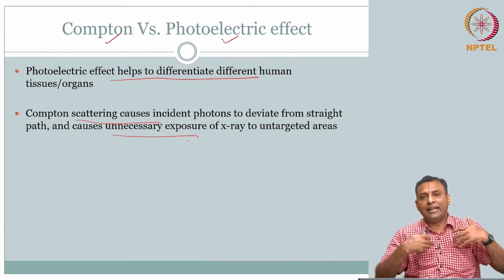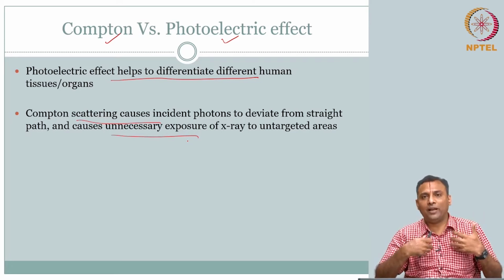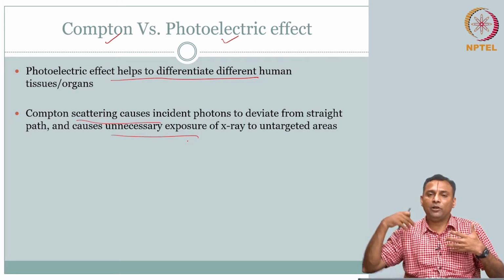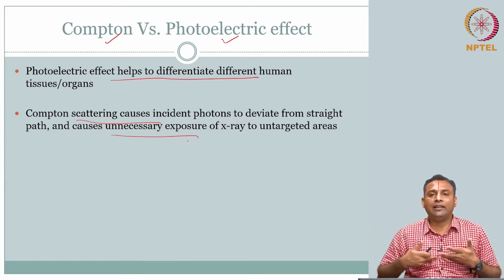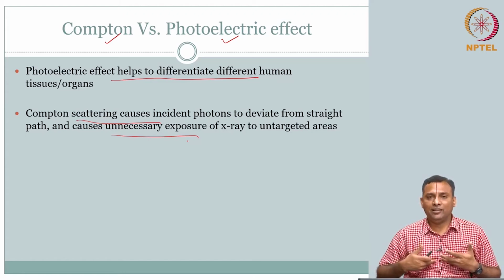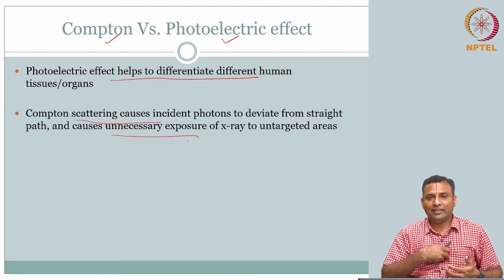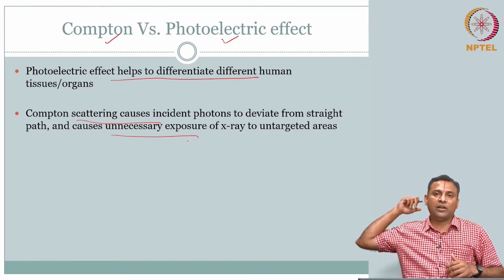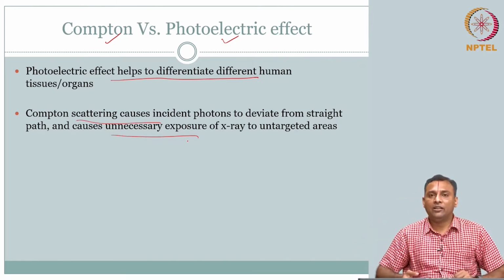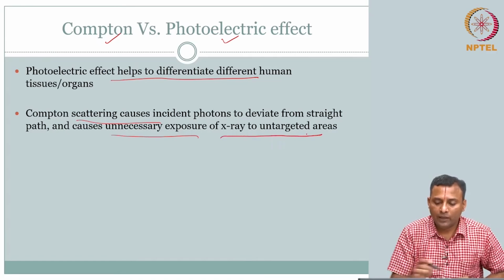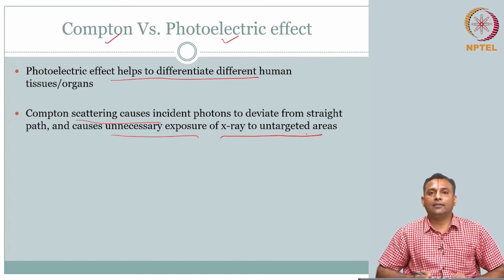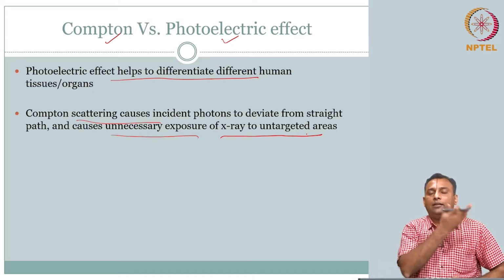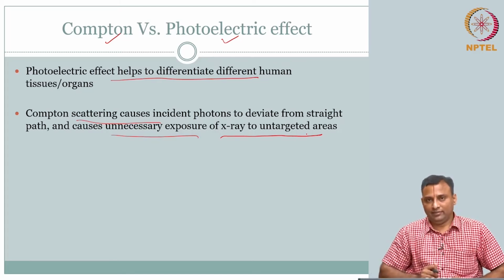Although all the interaction, absorption, ionization, everything took place, I am not able to even catch the signal. If I do not catch the signal, I cannot really get anything about the tissue or the material. So essentially you would have irradiated the tissue with X-ray energy, but that signal is not coming out, it is scattered everywhere. That is what we mean by exposure of X-ray to untargeted areas. It may go into other directions and cause some ionization in some other organ.